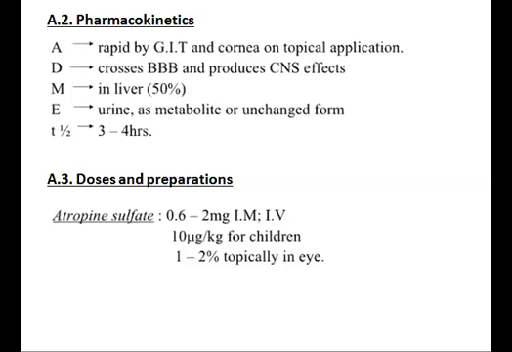Regarding the dose that has to be given and the preparation, usually it is atropine sulfate, and it is given between 0.6 and 2 milligrams by injection, using either intramuscular or intravenous injection. The dose recommended for children is 10 microgram per kilogram, and when it is given topically in the eye, we have to use an atropine sulfate solution at 1 or 2%.